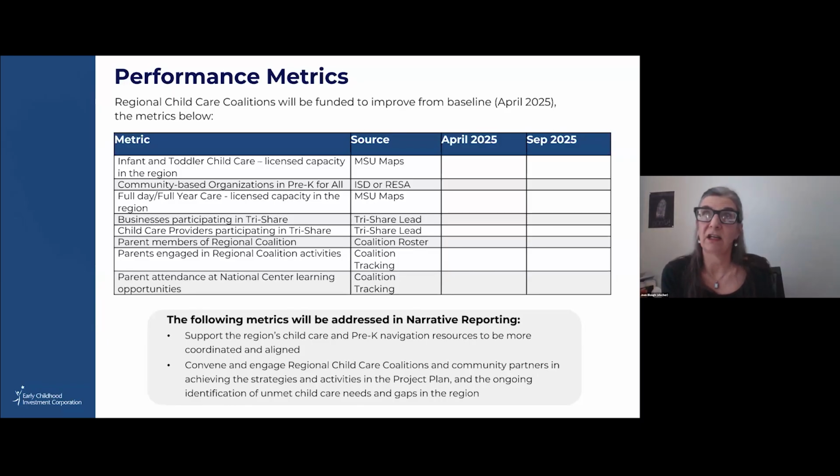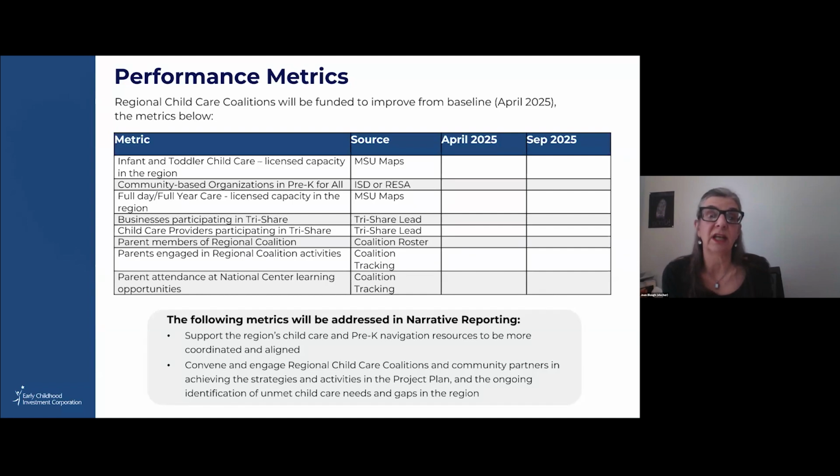And in fact, the Child Care Innovation Fund will be participating with MyLeap in the planning and implementation of a home-based pre-K pilot in the coming years. So another metric is going to be full day, full year care license capacity in the region. Again, that's something you'll be able to find out from these Michigan State maps.